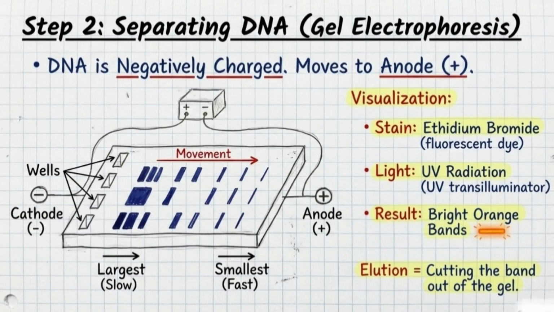Visualization of DNA. To see the DNA bands, a stain called ethidium bromide, a fluorescent dye, is used. The gel is placed under UV radiation using a UV transilluminator. The result appears as bright orange bands. Elution. Elution means cutting the required DNA band out of the gel for further use.